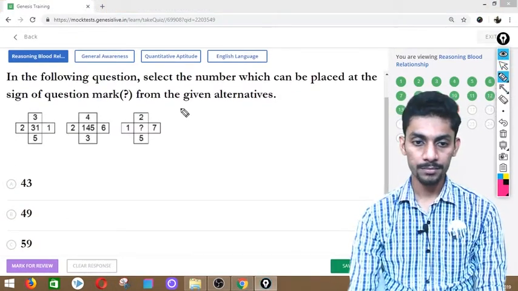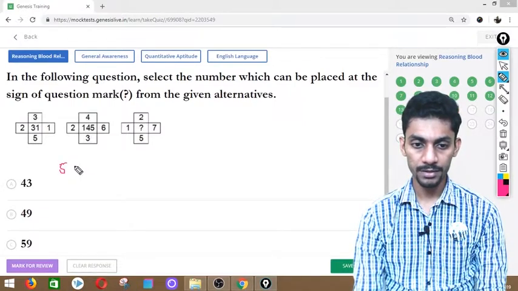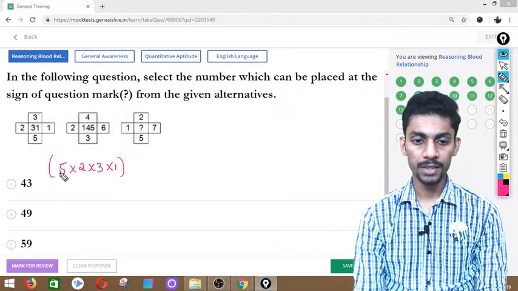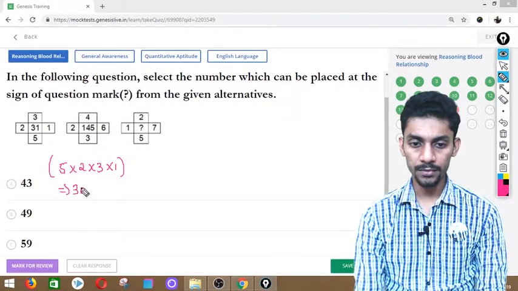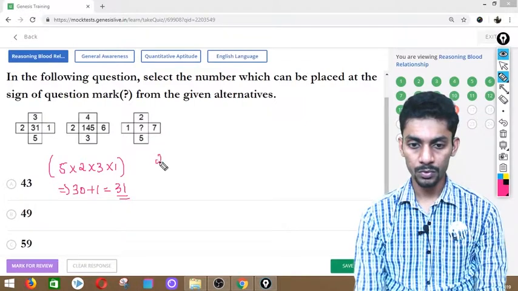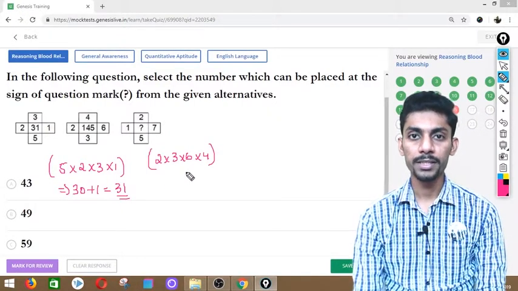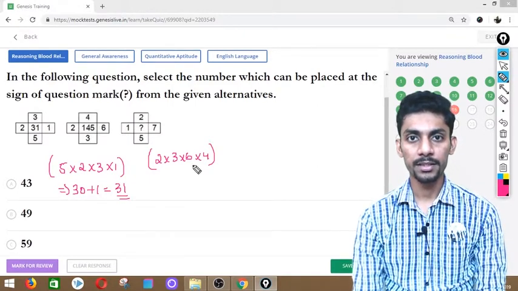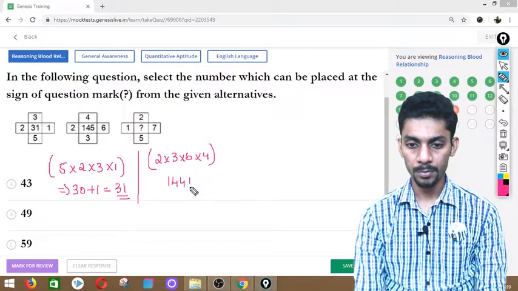find the missing number. So first check all the multiplication, that is 5 into 2 into 3 into 1. How much is 5 into 3 into 1? It is 30. We need to get 31, so plus 1 has been done, so 31. Next one, 2 into 3 into 6 into 4. 2 into 3 is 6 into 6 is 36. 36 into 4 is 144. So 144 plus 1 has been done, 145.